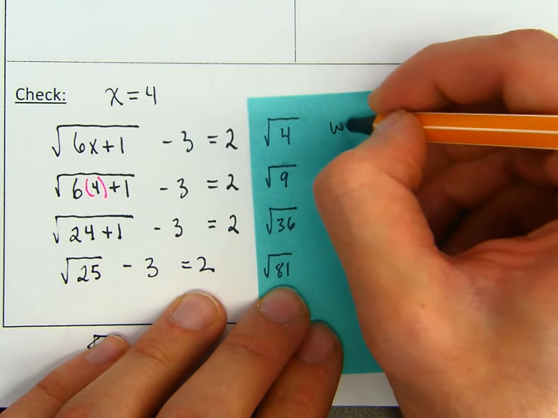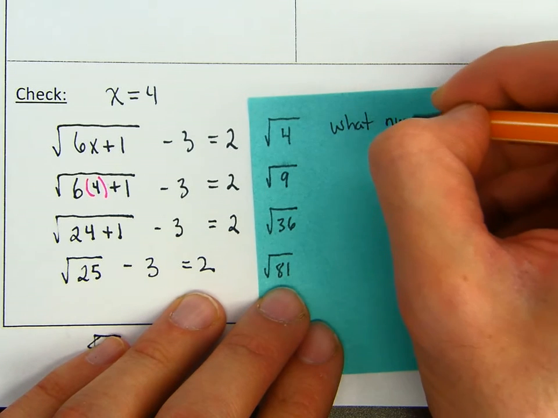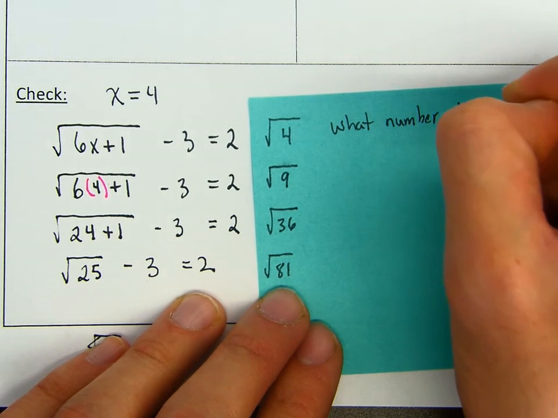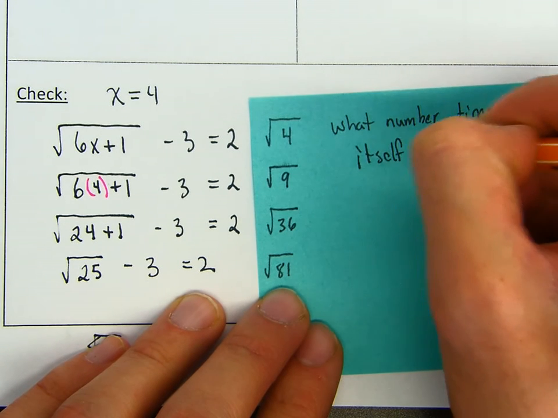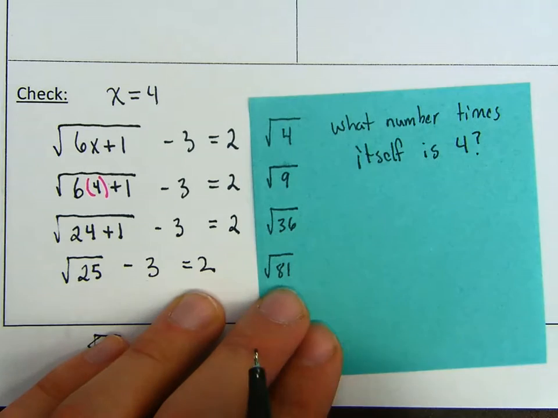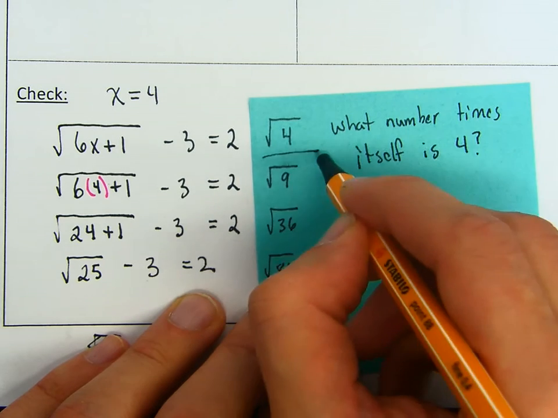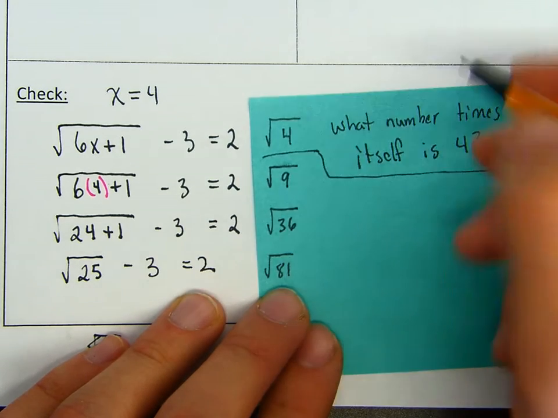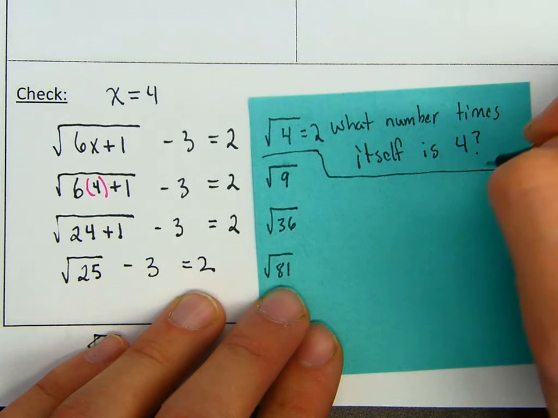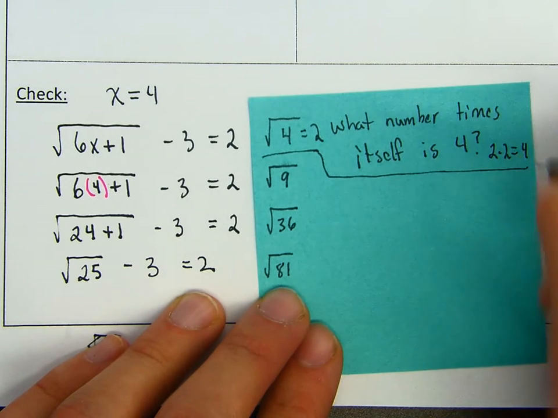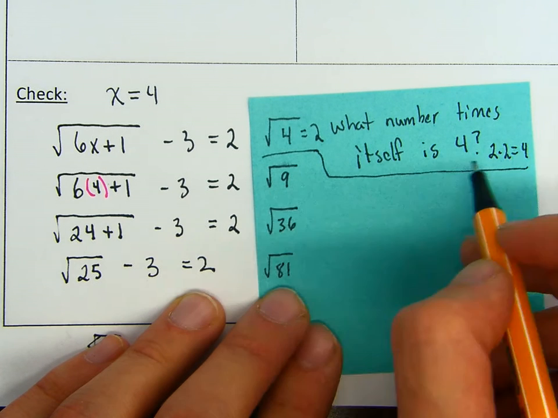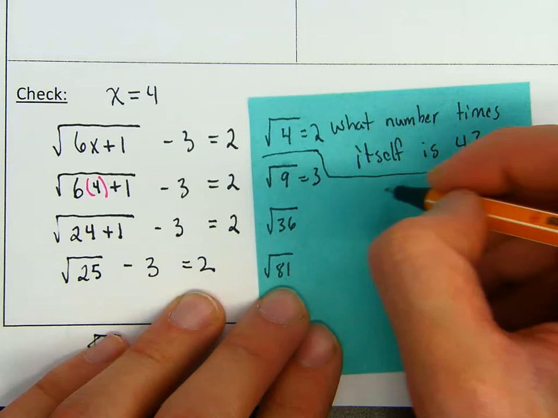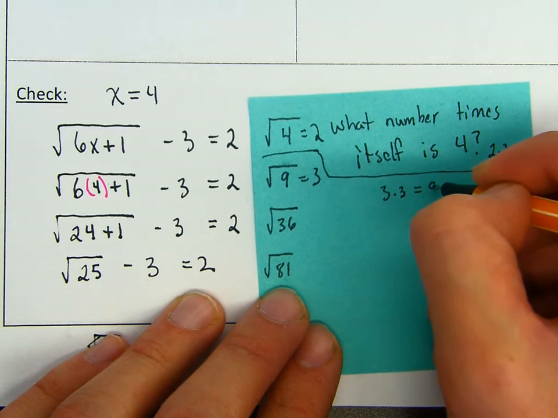This is saying, what number times itself is 4? What number times itself is 4? This is 2, because 2 times 2 is 4. What number times itself is 9? It's 3, because 3 times 3 is 9.